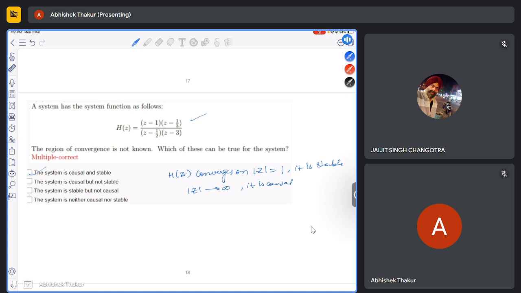If the ROC is |z| less than half, then the system is neither causal nor stable. So this option is correct. The first one, it is stable and causal.